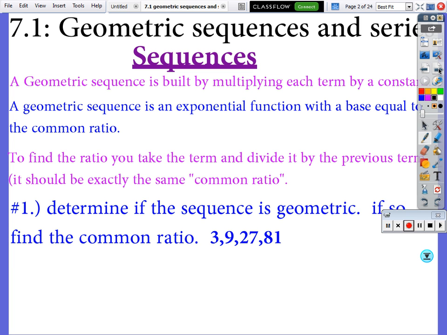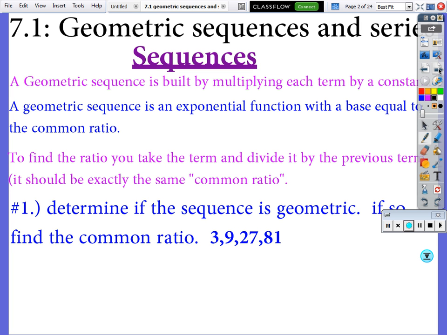A geometric sequence is built by multiplying each term by a constant. When I say sequence, I'm just talking about a sequence of numbers. We just have a bunch of numbers in a row, and each term is going to change by a certain number that you're multiplying by. You'll multiply each term by a certain constant, and that's going to make up your geometric sequence. Let's say that constant we're multiplying by is 3.